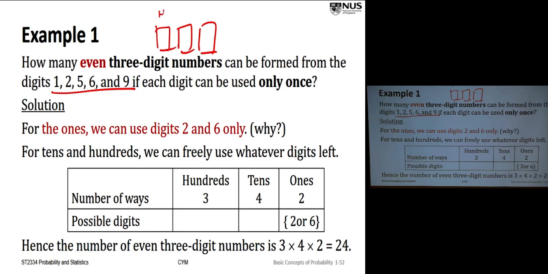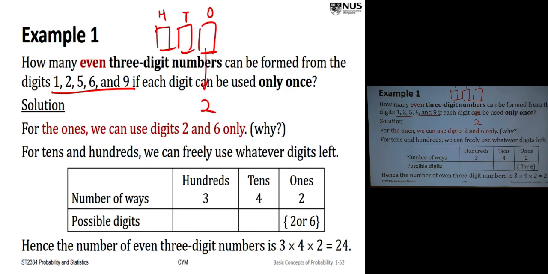This is hundreds, this is the tens, this is the ones. So in the ones place, we must put an even digit. So look at our possible digits, 1, 2, 5, 6, 9. There are 2 of them. So in other words, I can only fill this ones place with 2 choices. So n1 equals 2. That is the first most important criterion that we met, even number. We meet that first. So n1 equals 2.